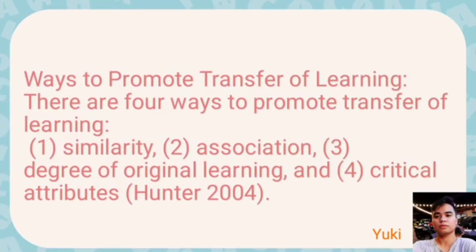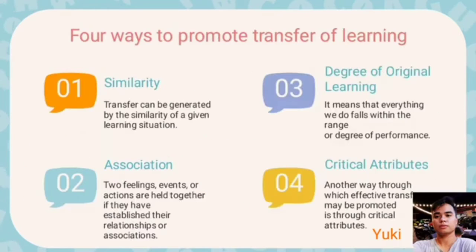There are 4 ways to promote transfer of learning: 1. Similarity, 2. Association, 3. Degree of original learning, and 4. Critical attributes. First, similarity. Transfer can be generated by the similarity of a given learning situation. If something is being learned, that learning can also be used in another similar situation.